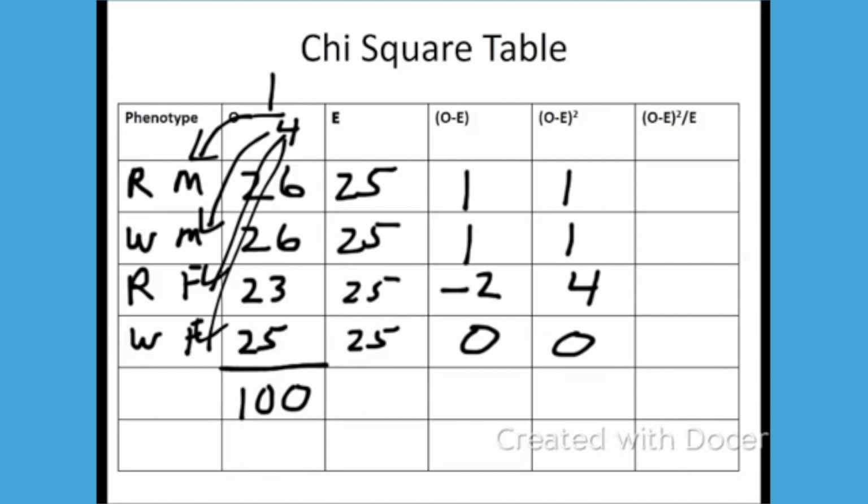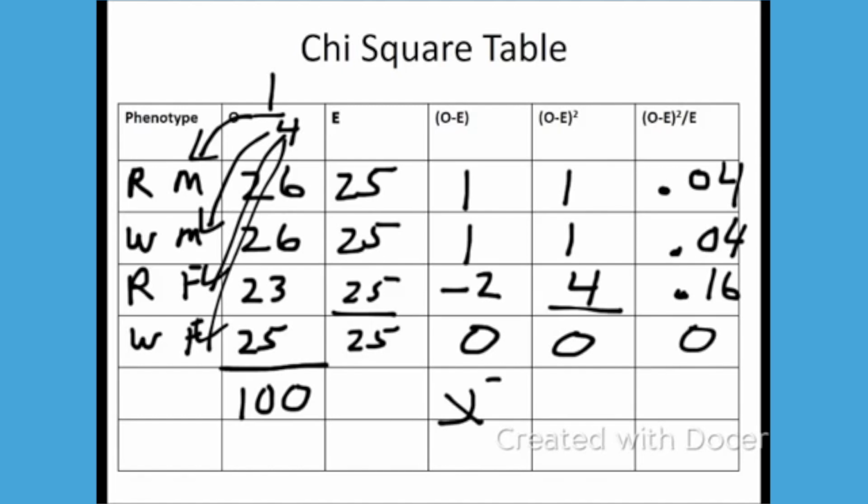Finally, O minus E squared all over E. So for the red-eyed male column, that would be 1/25. Again, it's probably easier to write this as a decimal, so 1 divided by 25 is 0.04. It'll be the same on the next row, 1/25, 0.04. The next one is going to be 4 here, over 25 here. 4/25 is 0.16. And then this one's going to be 0.